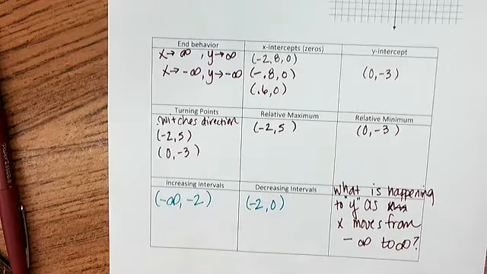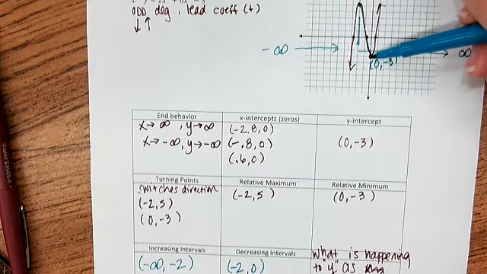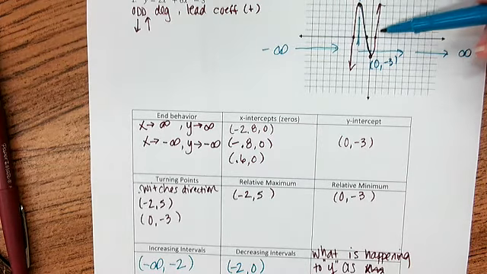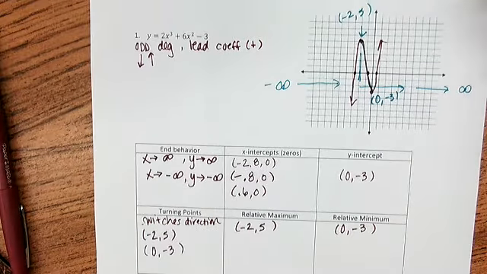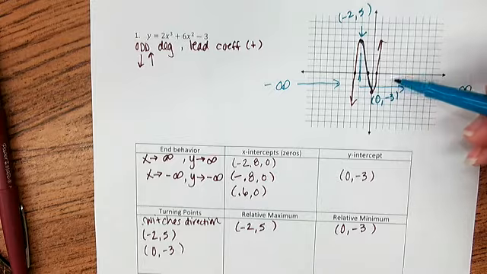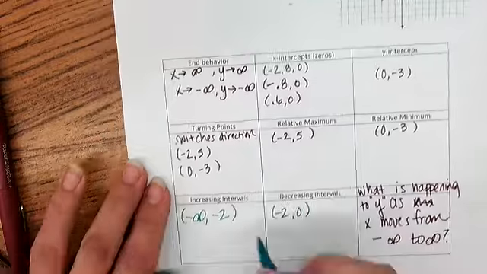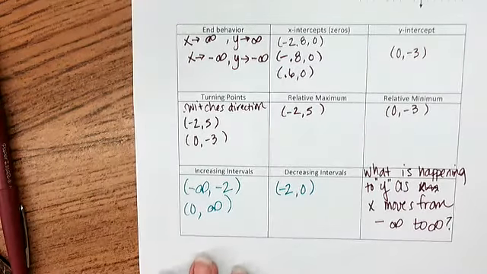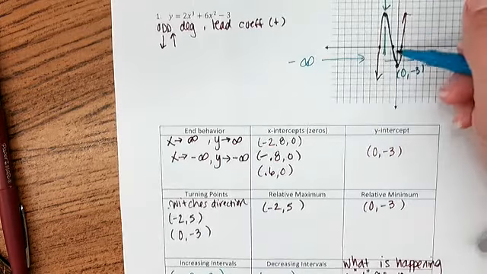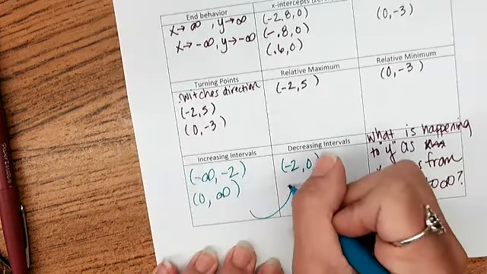I'll explain the parentheses in a minute. Then after x is 0, when x is 1, y is a number. When x is 2, y is a bigger number. When x is 3, y is an even bigger number. When x is 4, y is an even bigger number. So from 0 all the way forever, the graph is going up. That's increasing. So from 0 till forever, the graph is increasing. Negative 2, 0 is an interval. Notice negative 2, 0 is not on my graph. So these are all x intervals.